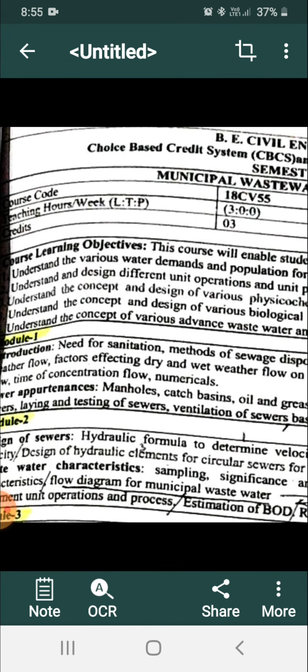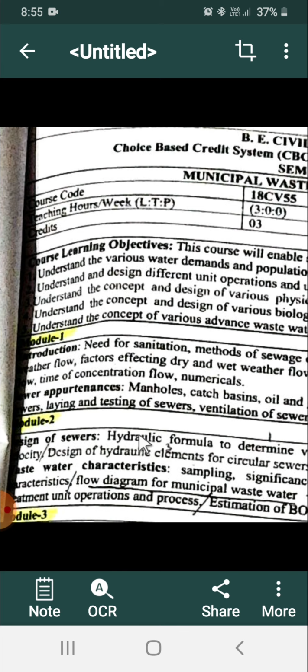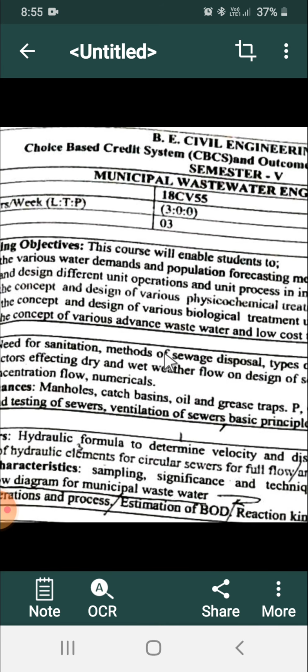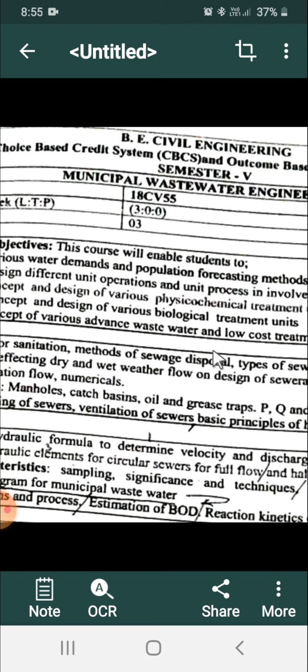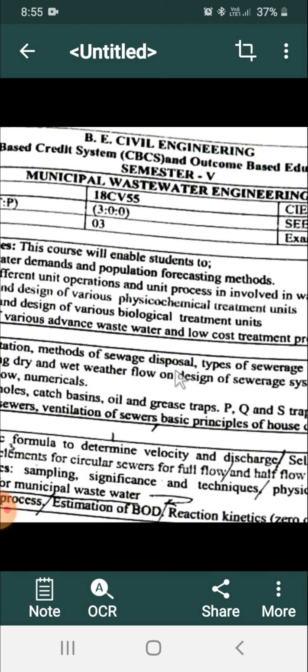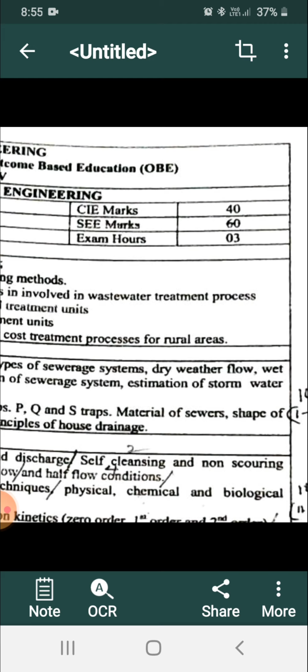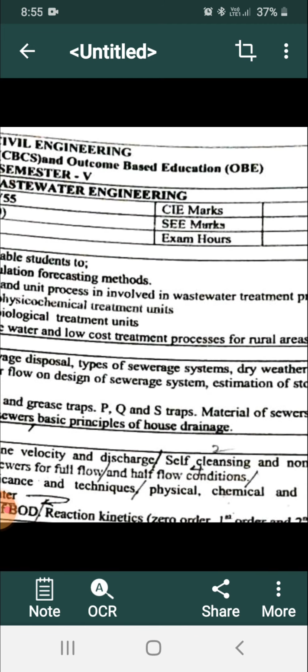Okay, easily. I will just show you the syllabus. In module number 1: introduction, need for sanitation, methods of sewage disposal. What are the methods of sewage disposal? You know that: dilution and land disposal. And then types of sewerage system. What are the different types? Combined sewerage system, separate sewerage system, and partially separate system.